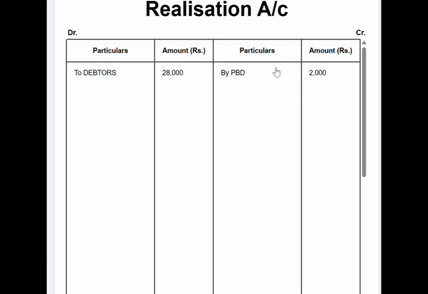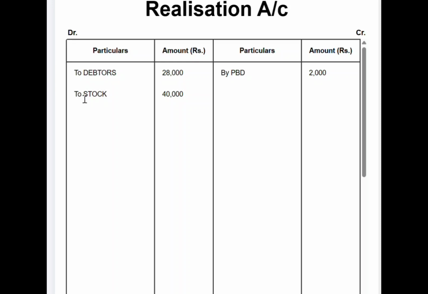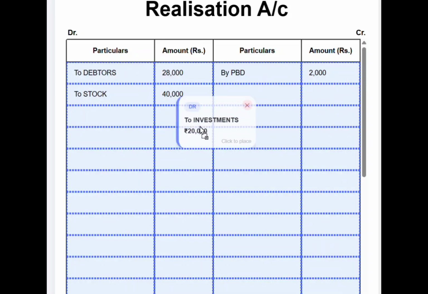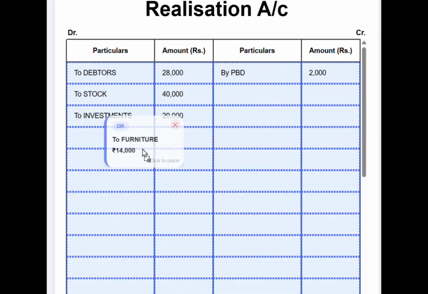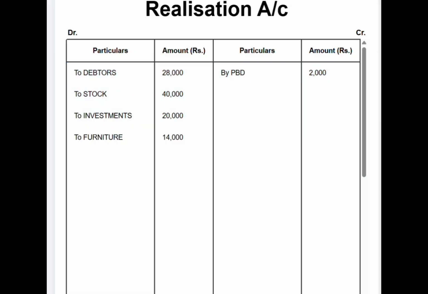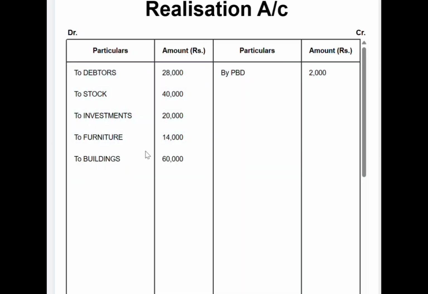Next, we have to bring down the rest of the assets, that is stock 40,000 on the debit side of realization account. Next we have is to investments 20,000. Next we have furniture 14,000. Next we have buildings 60,000. So these are all the assets given in the balance sheet. So we had brought down on the debit side in its book value.